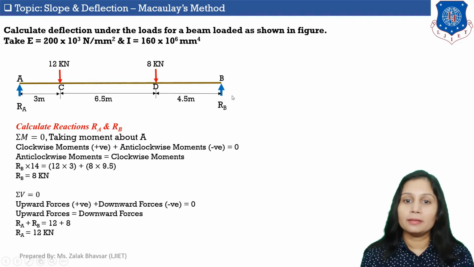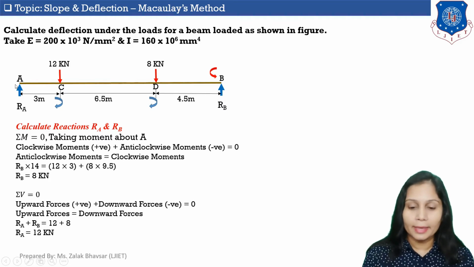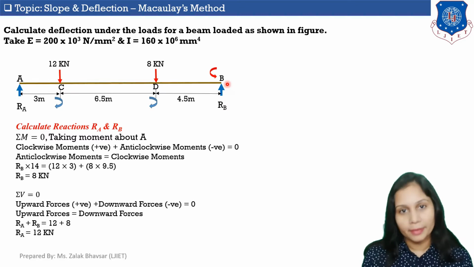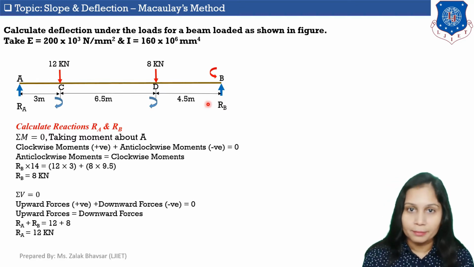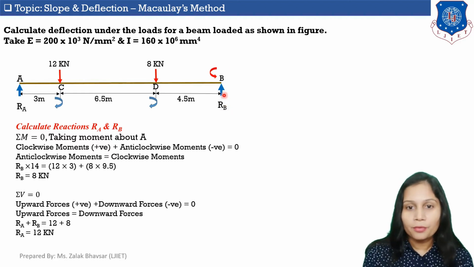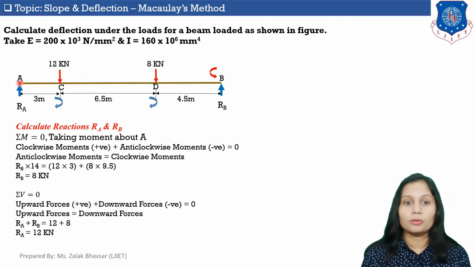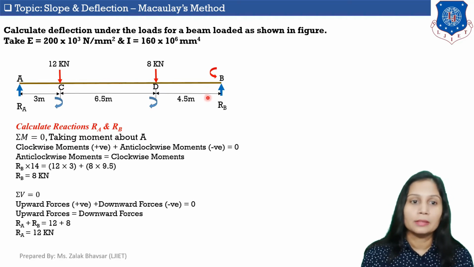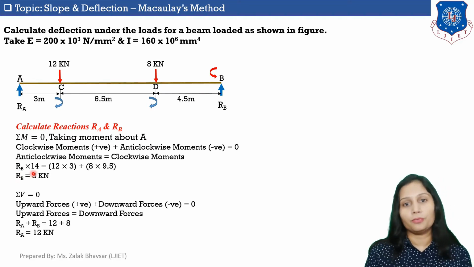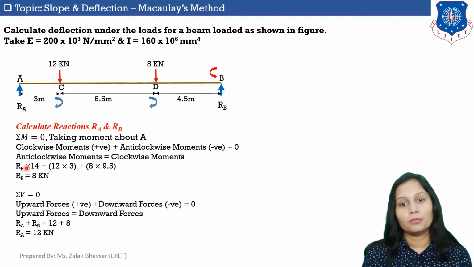And if I take moment of this support Rb about point A, then the moment generated will be anti-clockwise, which is equal to Rb, which is load, into distance of line of action of this Rb from point A, which is 14. So, moment of this support about point A will be equal to Rb into 14. It is anti-clockwise, so we write down Rb into 14.